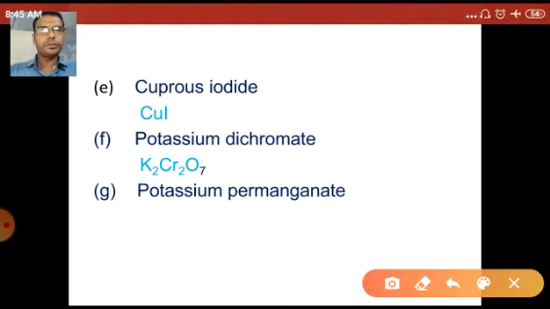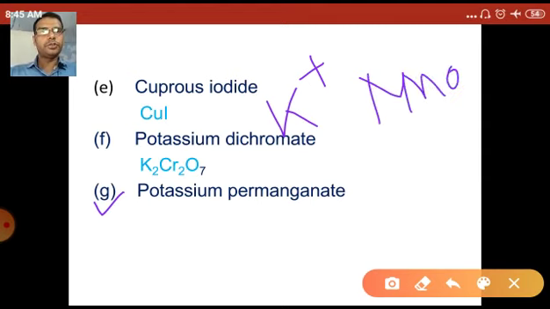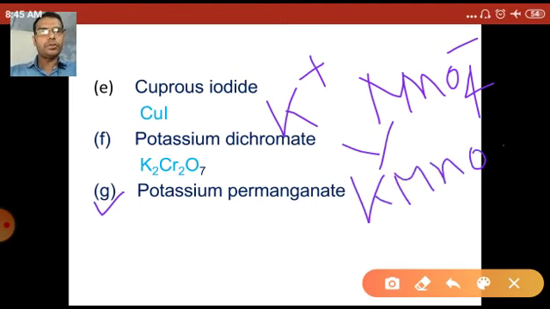Now next question, potassium permanganate. The potassium ion has the formula K plus and permanganate is MnO4 minus. So the formula between them is KMnO4.